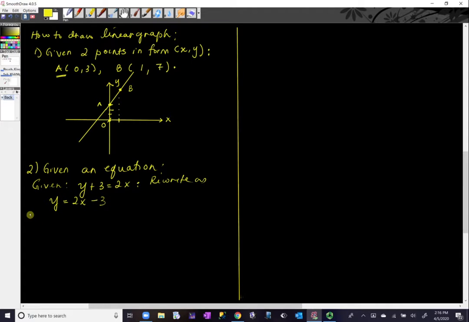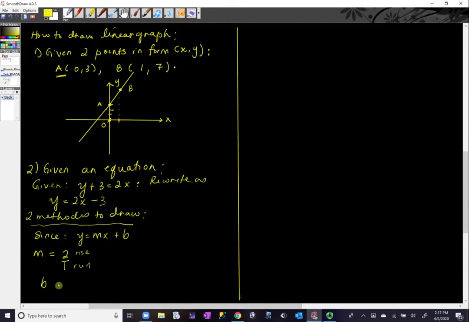So there are 2 methods to draw a graph. Method 1 is the direct method. Since this is y equals mx plus b form, I can see that my slope is 2, which is 2 over 1, where my rise is 2 going up, and my run is 1 going right because they're both positive, and b is negative 3, which means my y-intercept is negative 3. So here I can draw it directly.